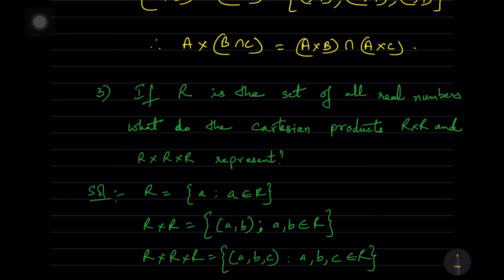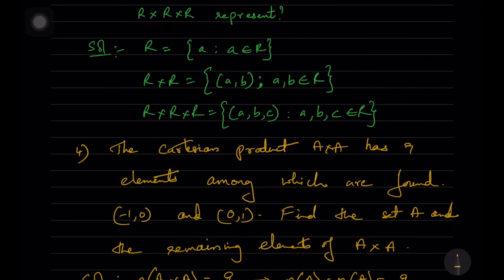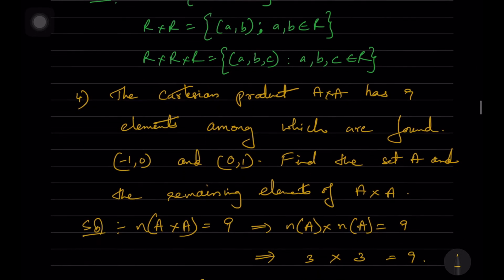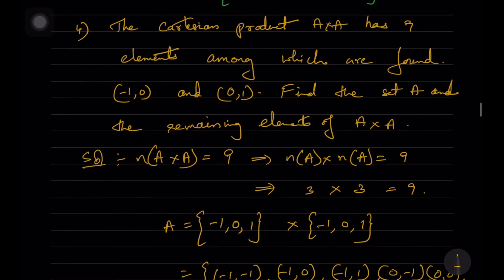Now R cross R consists of all ordered pairs (a, b), where a, b belong to real numbers. Now R cross R cross R is the set of all ordered triplets (a, b, c), where a, b, c belong to R. Next, we'll see, this is an example. This is also one more example which we have.